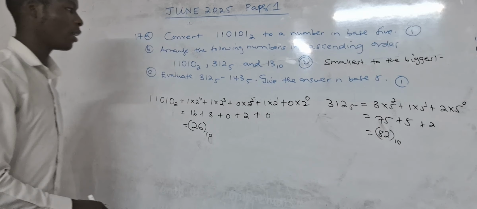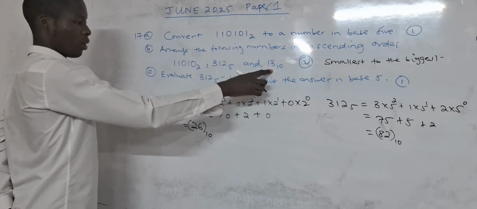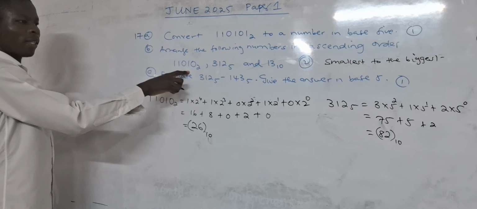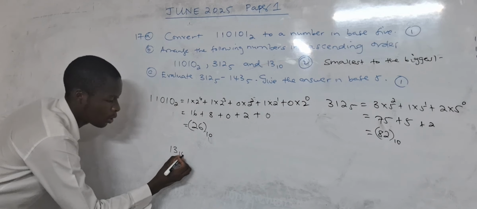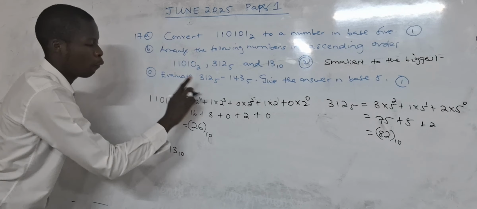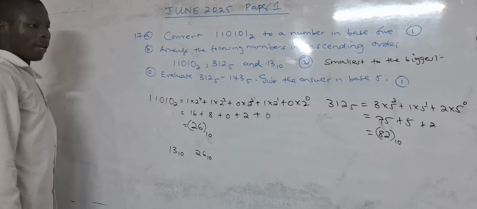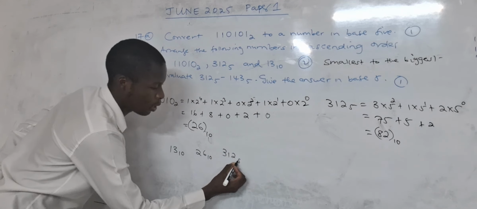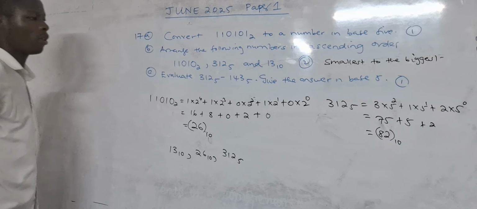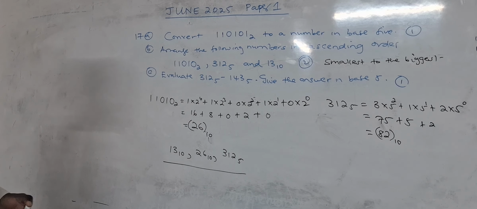So which one is the biggest number? This is the biggest number. This is the smallest number. And this is the what? The middle. So this is 13 base 10, followed by what? Followed by 26 base 10. And the biggest one is what? Is 312 base what? 5. Okay, this is the correct answer. Let's move on to the next part.